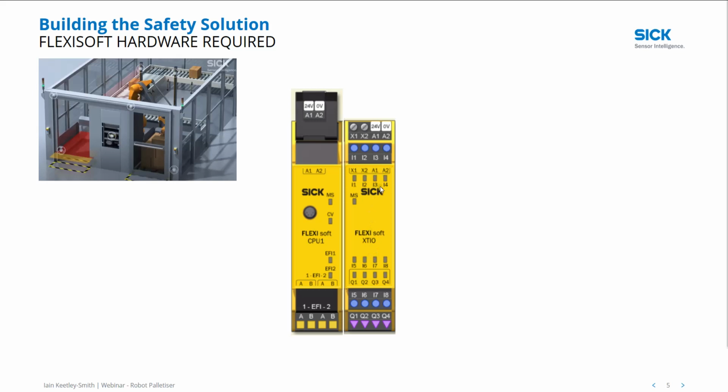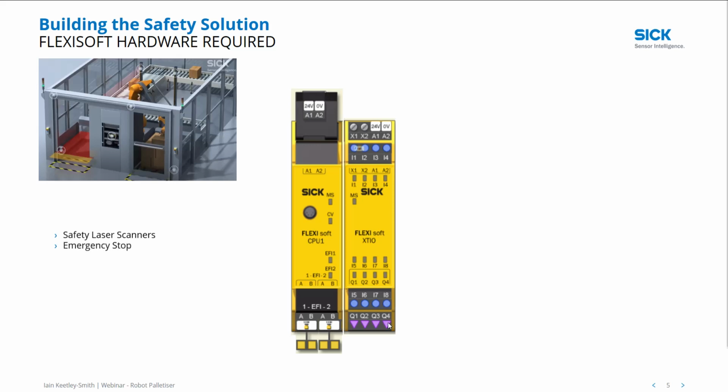The XTIO here has 8 digital inputs and 4 digital outputs. So let's start adding the hardware into this now. First thing we have is our safety laser scanner. You can see them populated now onto the EFI ports. The left hand scanner on the image is connected to EFI1, the right hand scanner is connected to EFI2.